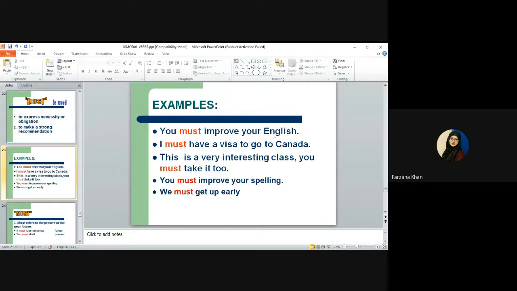You must improve your language. You must improve English language. You must watch the lecture with full concentration. I must have a visa to go to Canada, right? It's basically telling the necessity.